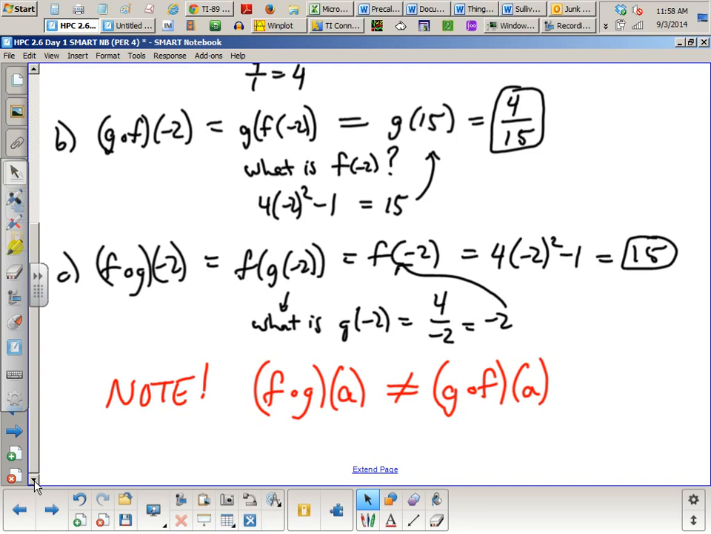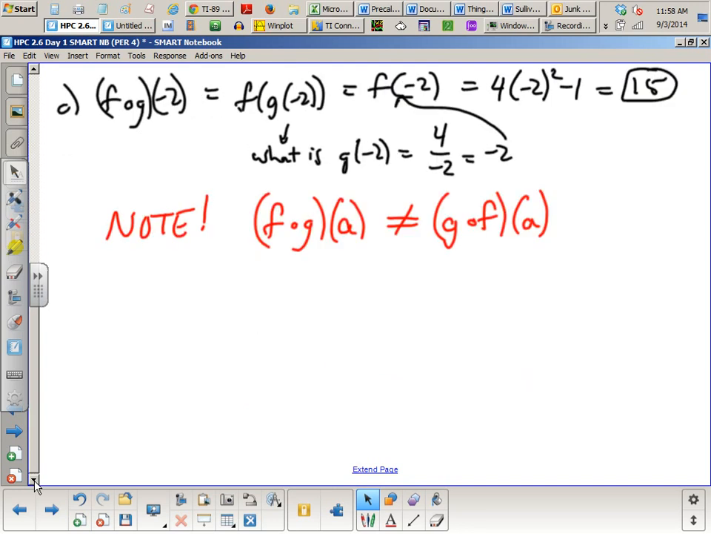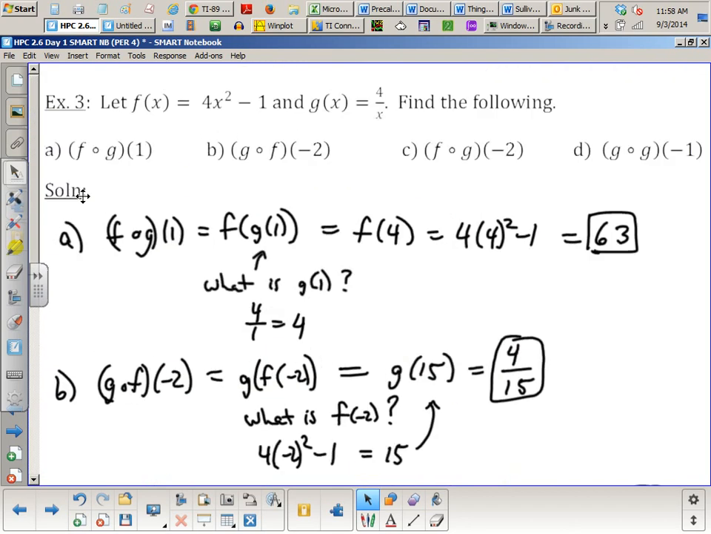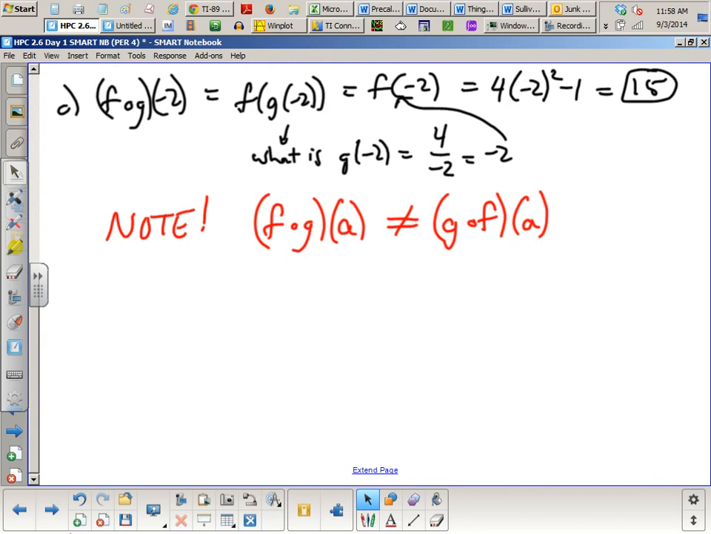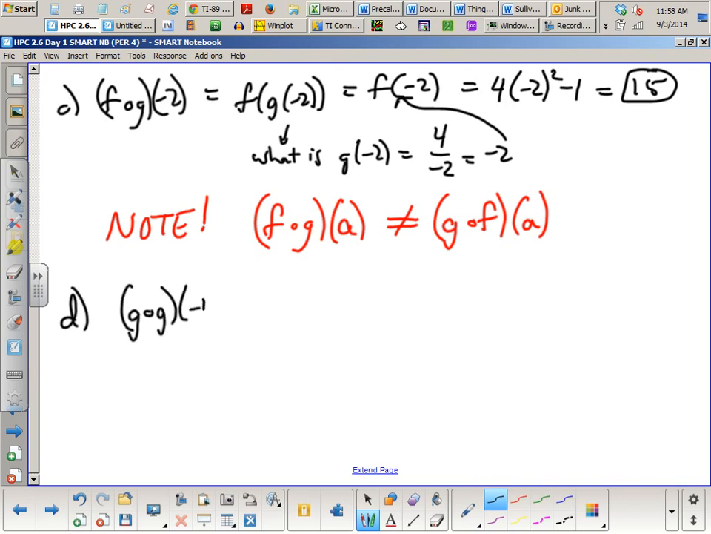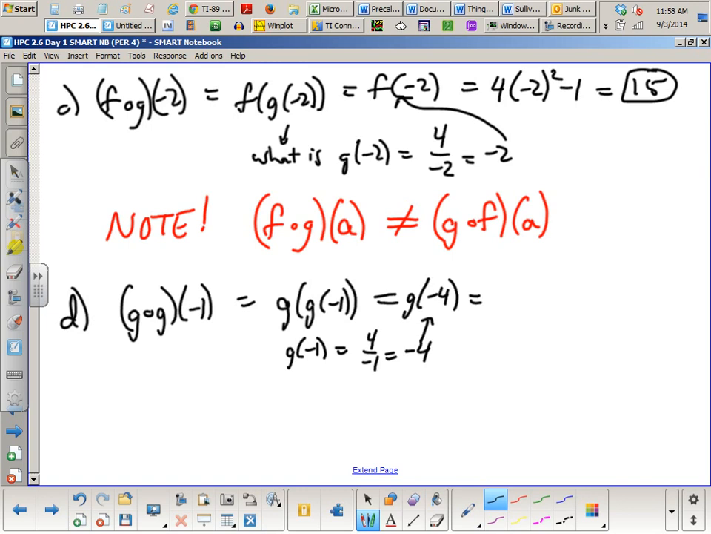And then the last thing I wanted to find was GOG of negative 1. So what does that mean? GOG of negative 1 means g of g of negative 1. Well, g of negative 1 is negative 4, so this just becomes your input. And 4 over negative 4 is simply negative 1.